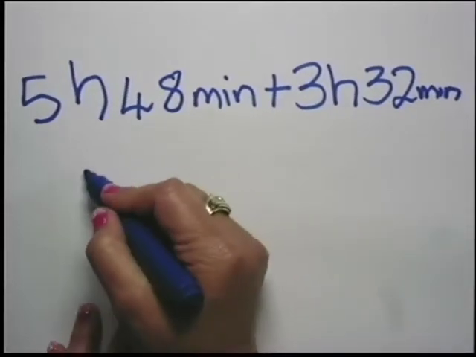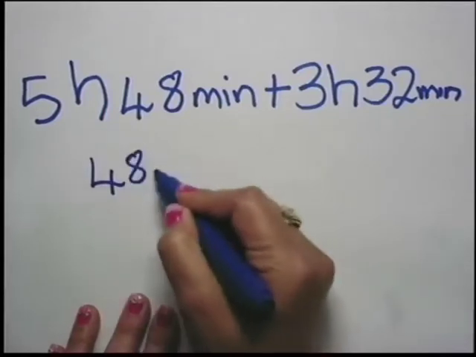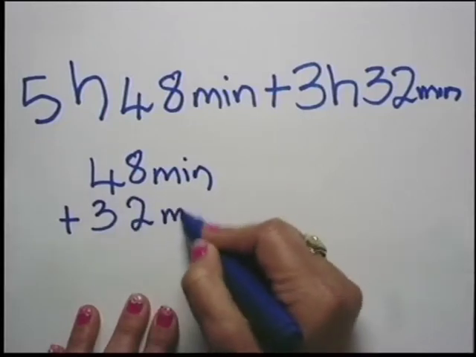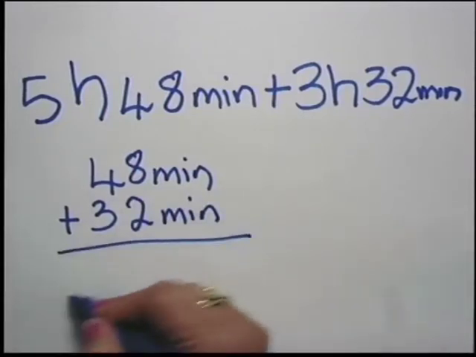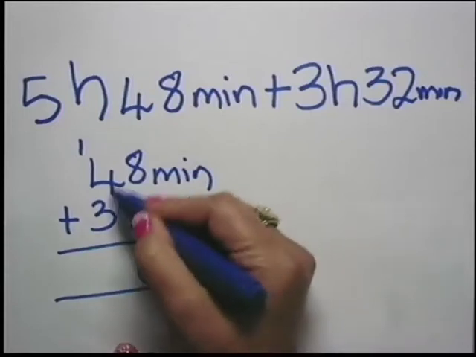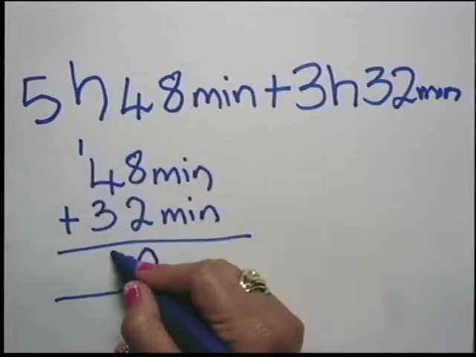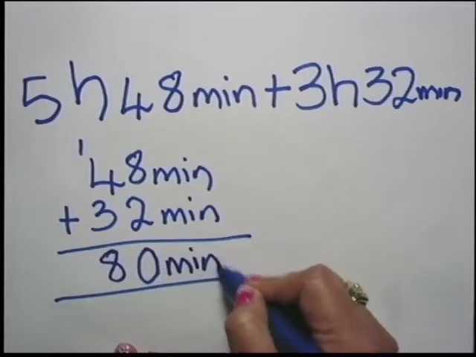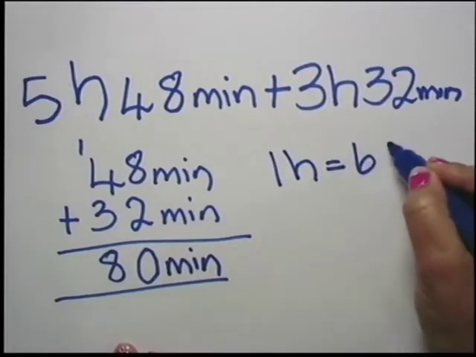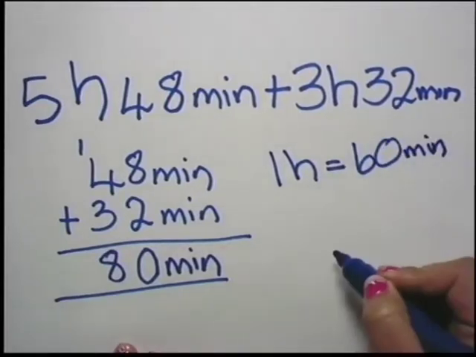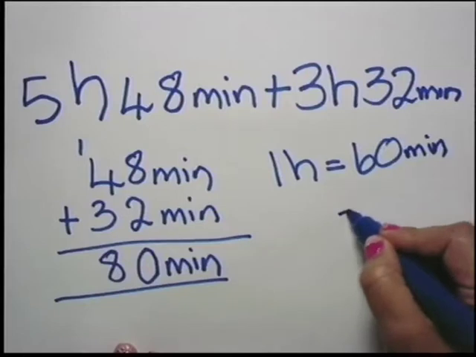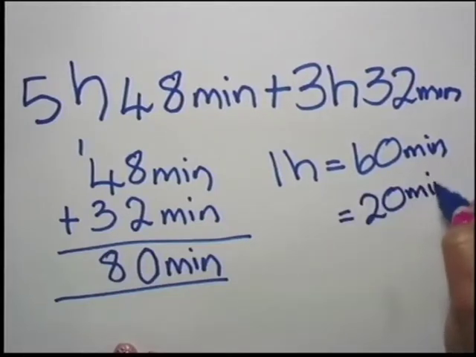First of all, I look at my minutes. I have 48 minutes and I add my 32 minutes. 8 plus 2 gives me 10. 4 plus 3 is 7, plus 1 is 8, so 80. So now I have 80 minutes. And I know that 1 hour equals 60 minutes. So already I have 1 hour, and what do I have left? I have 20 minutes left.